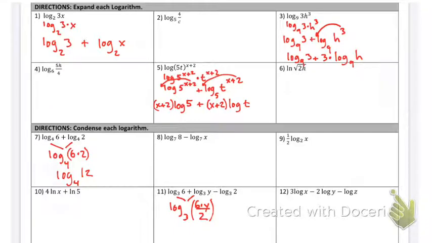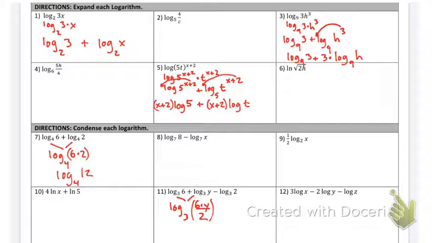All right, real quick, I'm going to do number 12 for you. We're going to use these properties. So the first property that you should do here is that subtraction turns into division, okay?